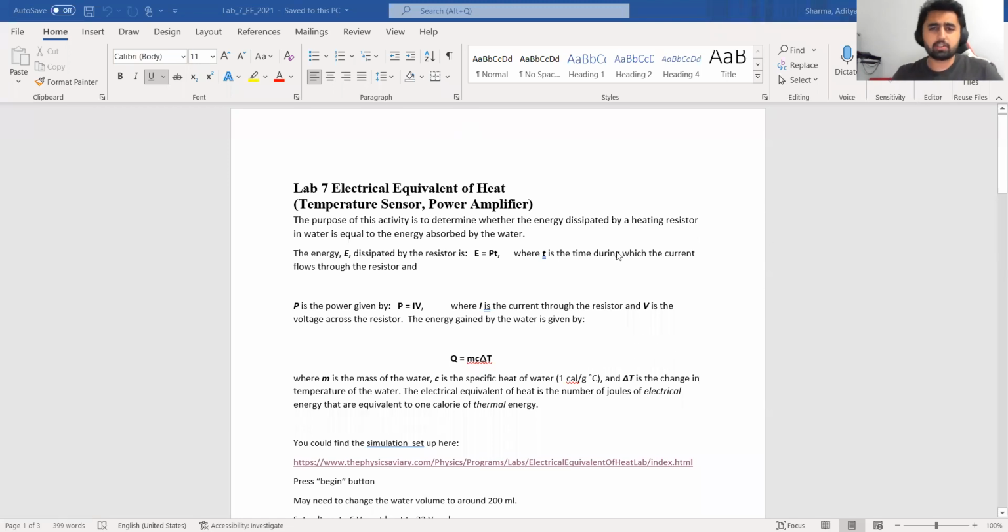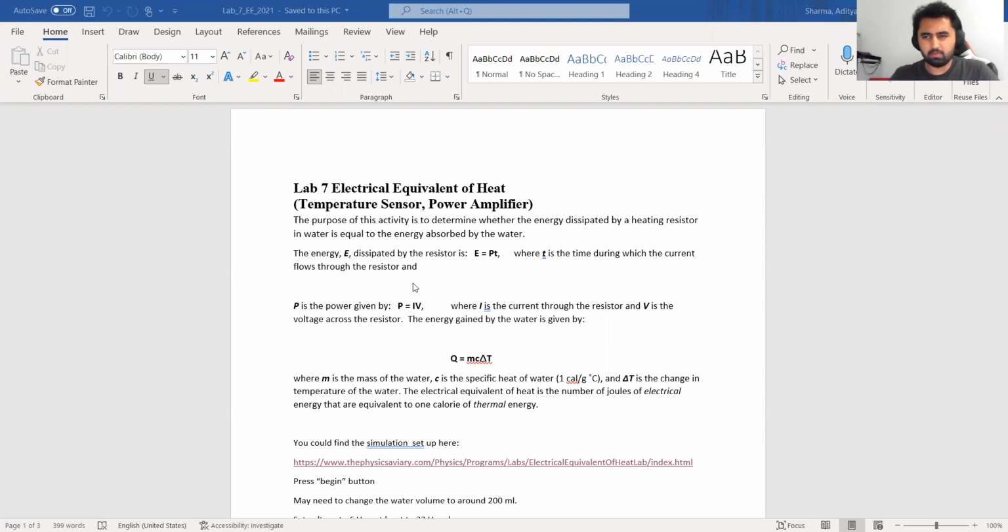All right, so this is the document. Lab 7 is the electrical equivalent of heat. This was something we were supposed to do last week, but because of the fall break, we're 1 week late. So what you have to do here is, if you were in person, you would have taken a beaker of water, heated a resistor, and seen how much heat is dissipated by the resistor.